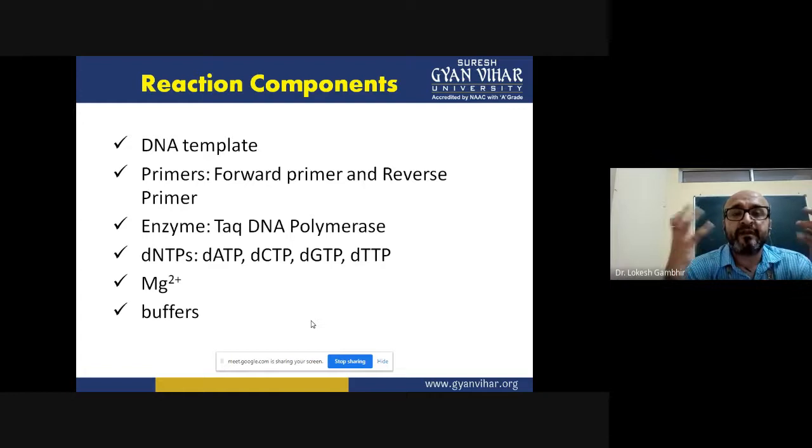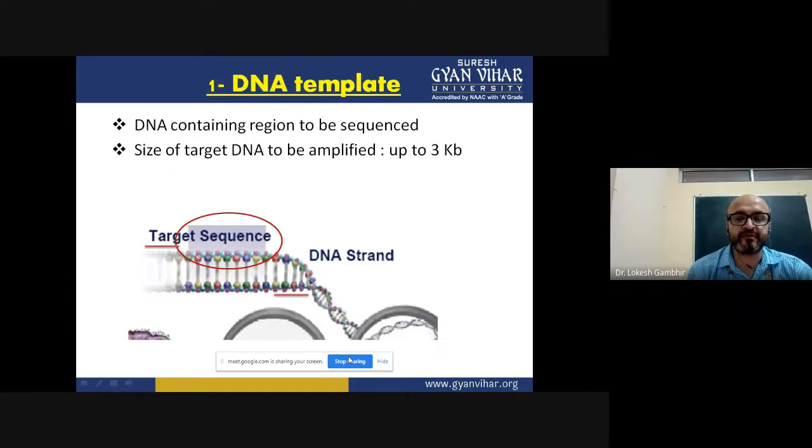Then we require the raw material for synthesizing the DNA, right? We require dNTPs because we are going for an in vitro technique. So you require all the 4 dNTPs: dATP, dCTP, dGTP, and dTTP. Apart from this, you require the factor that is required for that particular enzyme, that is magnesium ion, and the buffers that will maintain the pH of this particular reaction. So what is happening? The size of the template target DNA that can be amplified using this particular PCR can reach up to 3 kilobase pairs.